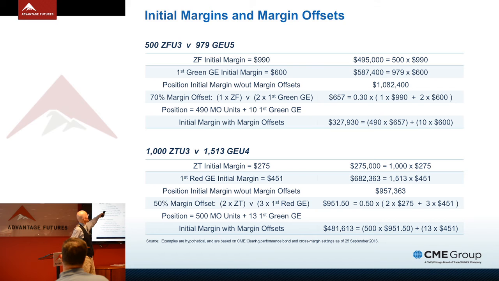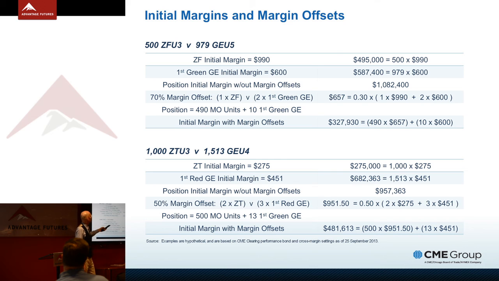If I do this for the 5-year trade that we've been talking about, it's 500 of the 5-year versus nearly 980 of the first green Eurodollar. If I don't have the benefit of margin offsets, this is just about $1.1 million. 1,082,400 to be exact. Now, the beauty of this is that for every 1-by-2 combination, for every triplet that involves 1 5-year future and 2 first greens, there's a 70% margin offset.